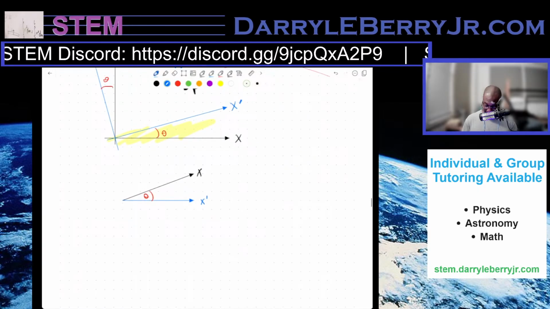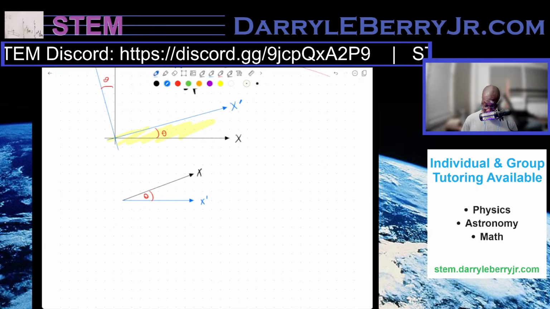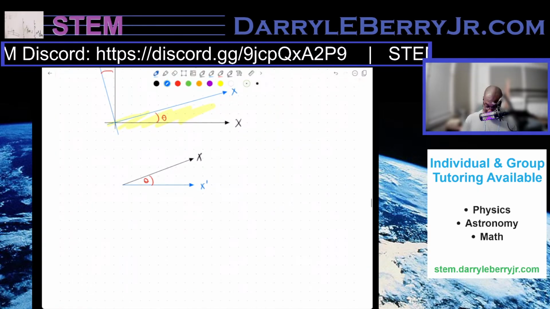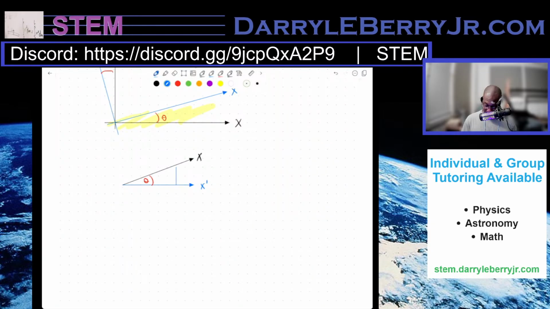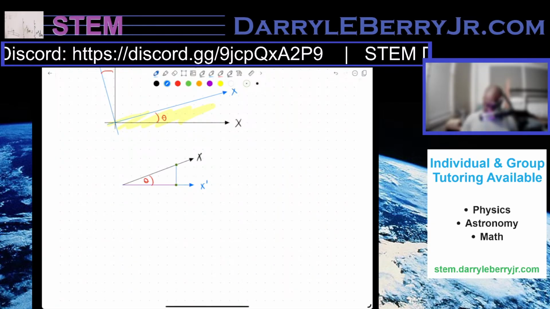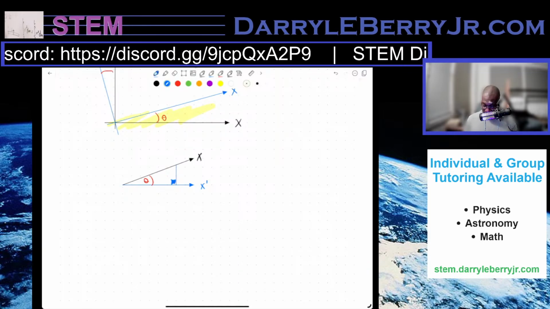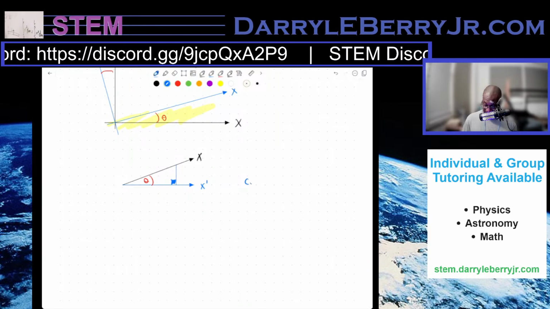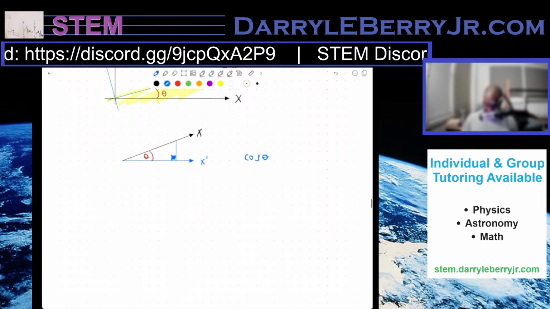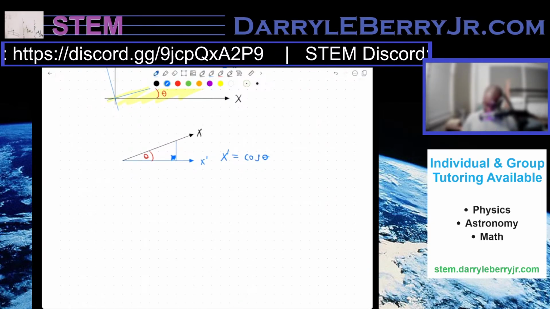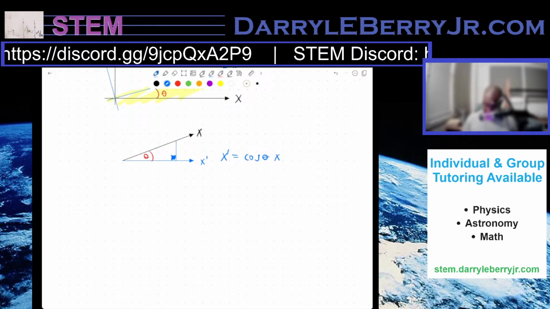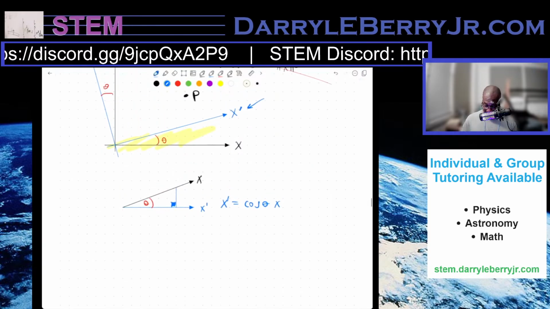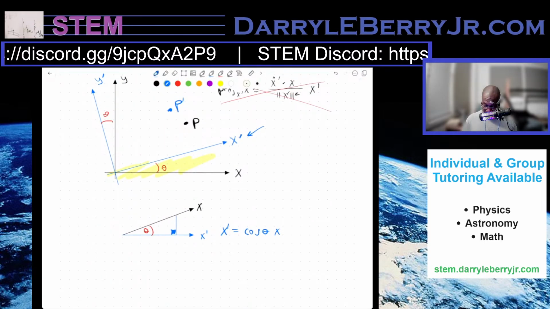So what I can do is for the x value, which means I want the x prime value, I'm going to basically make a triangle out of this. This would be my right angle. And since x prime is on the adjacent, this is going to be cosine of theta. So that means that x prime equals cosine theta times x. And that's the first part of it. And then I've got to figure out the y one.